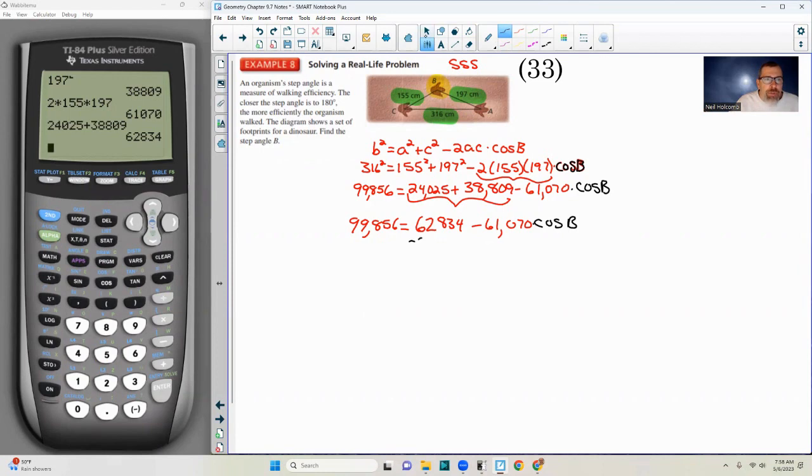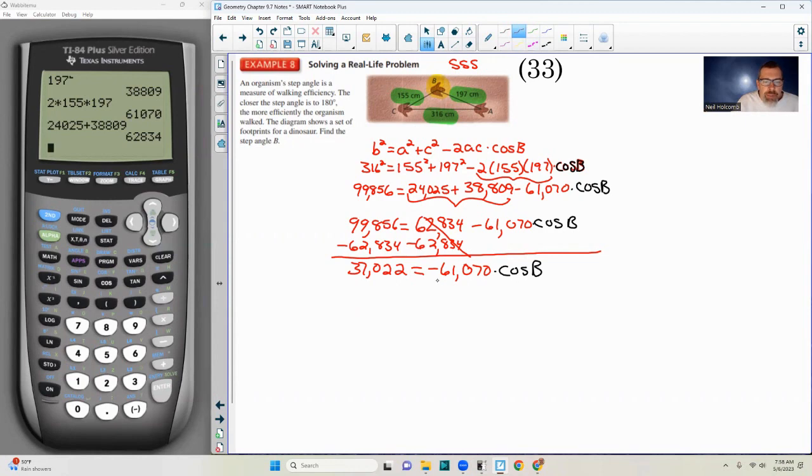So now I need to switch colors. Now I need to subtract 62,834 from both sides. Okay, so these are going to cancel. 6 minus 4 is 2. 5 minus 3 is 2. 8 minus 8 is 0. 9 minus 2 is 7. 9 minus 6 is 3. So we're down to 37,022 equals negative 61,070 times cosine of b.